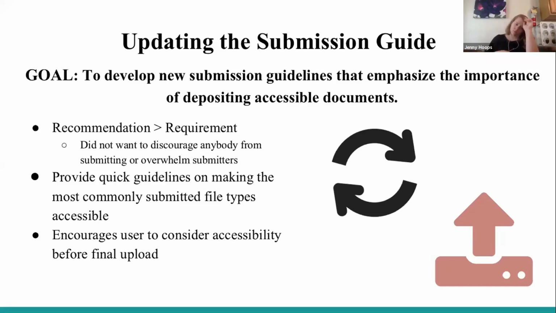So what we decided to do was provide quick guidelines on making the most commonly submitted file types accessible. So we really focused on moving forward to have all of our content be as accessible as possible by encouraging authors to make their documents accessible. And all of the steps and recommendations that we added to our new submission guide are steps that can be added to an already completed document. And that was an important thing for us, that we didn't want to make users have to go back and start their document all over. All of these guidelines can be added to an already existing document, kind of quick fixes to make an already existing document more accessible.